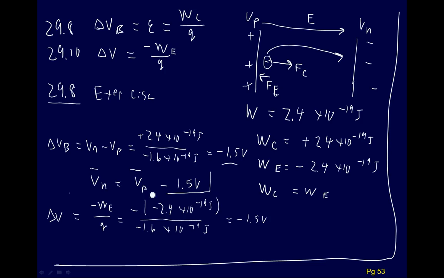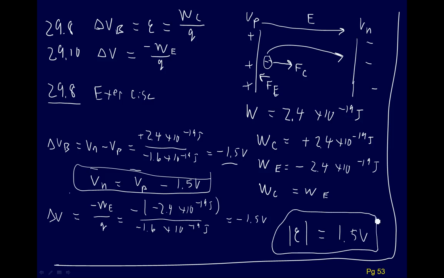And in fact, I can write out this equation here, since my delta V is also Vn minus Vp. And then basically the thing is that generally with EMF, we just do the absolute value of it. And so it's 1.5 volts.